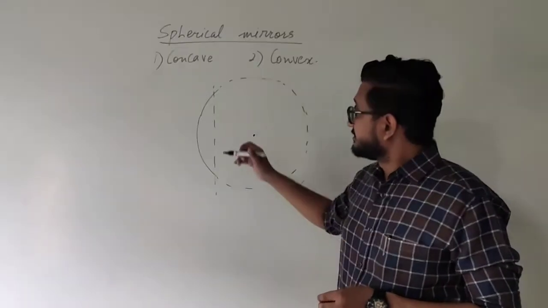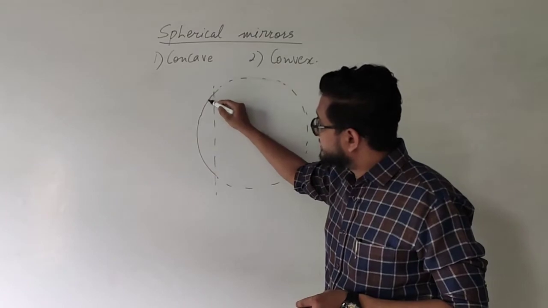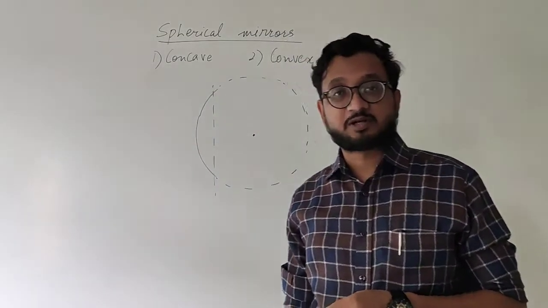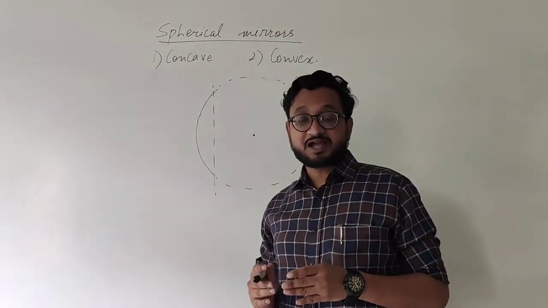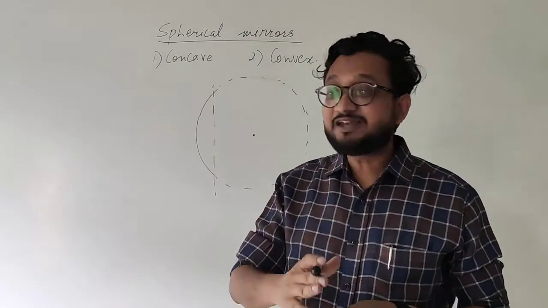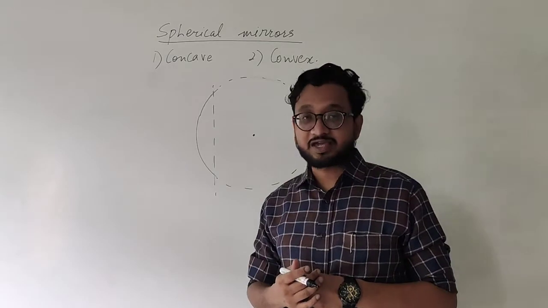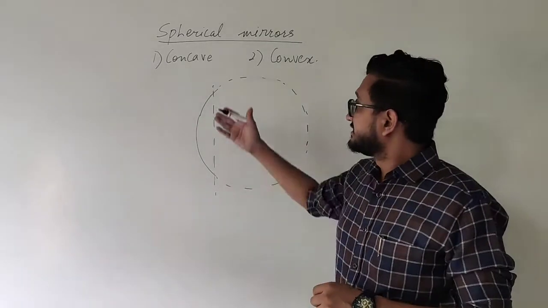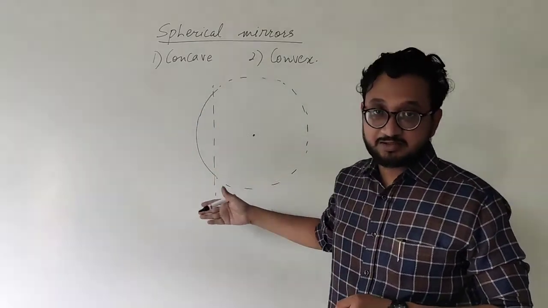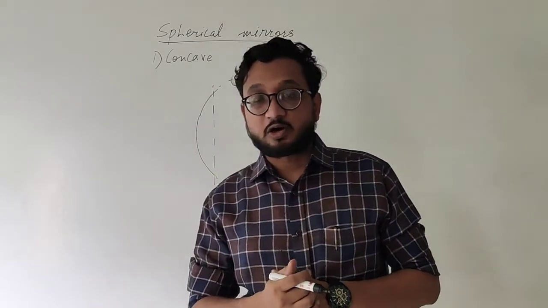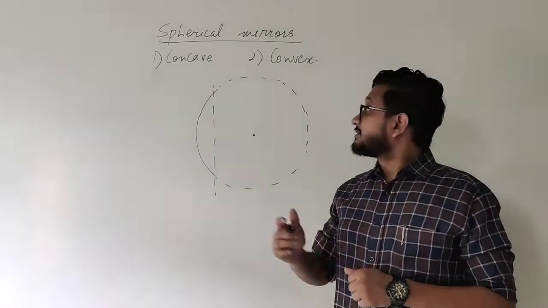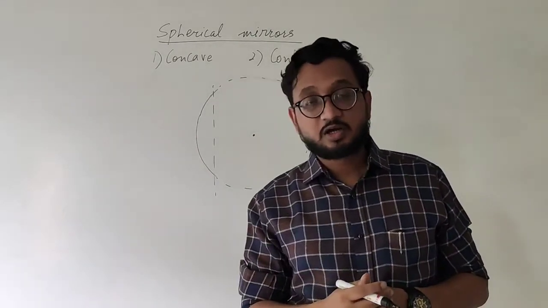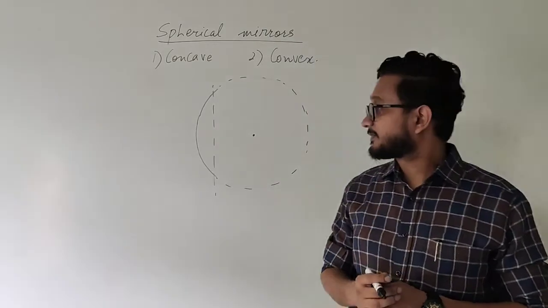The one which has a shiny surface outside is called a convex mirror, and the mirror which has a shiny surface curved inwards is called a concave mirror. I repeat myself: a mirror which has a shiny surface outside the curve is called a convex mirror, and the mirror which has a shiny surface inside is called a concave mirror.